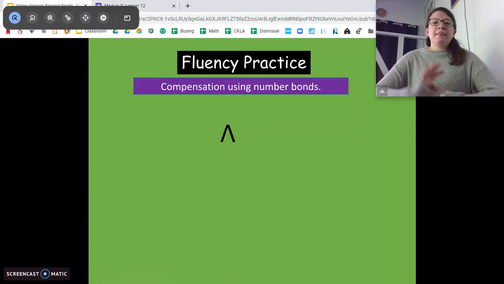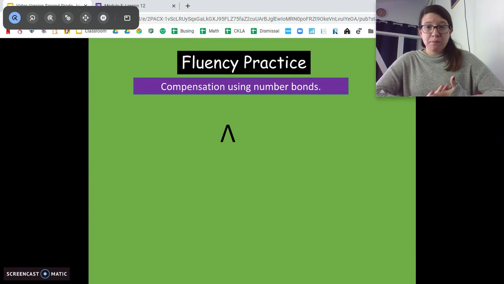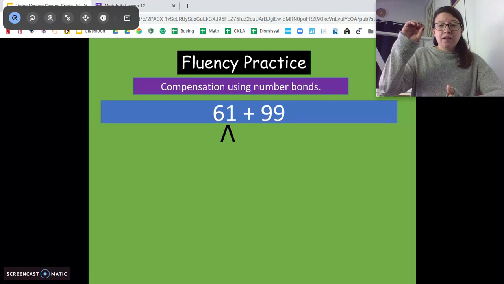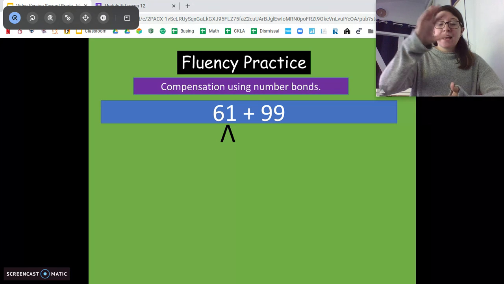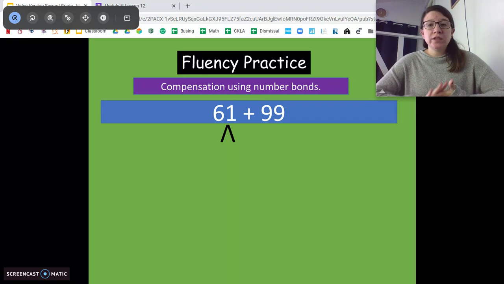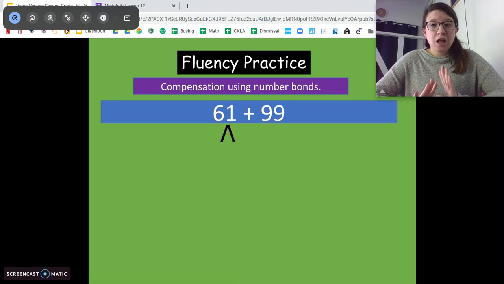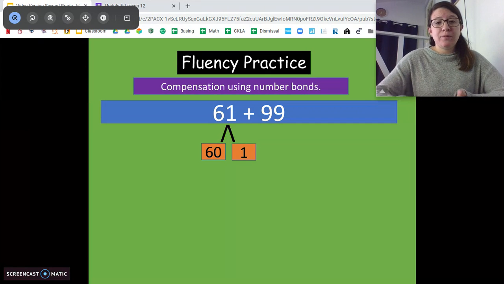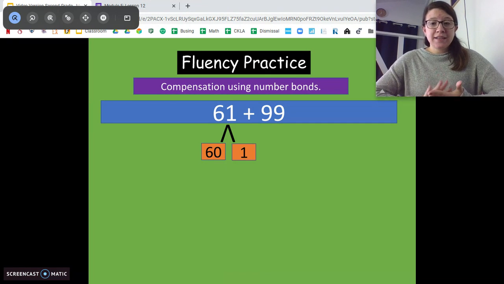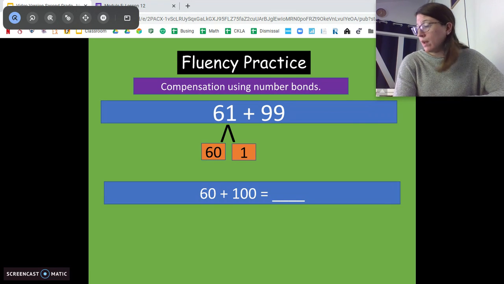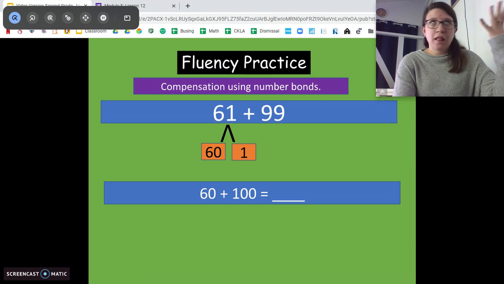Before we start, though, let's practice using compensation using number bonds. So that's when we take one of the numbers and we try to get it to its next 10 or next 100, okay? So let's do this first one together, and I'm going to have you work on your own. So 99 is close to its next 100. How many does it need to get to its next 100? Just one, right? So we're going to take that 1 out of the 61, and we get 60 and 1. Now, our next step is to write that new number sentence. So our new number sentence is 60 plus 100. A lot easier for our brains to figure out, and we get 160.